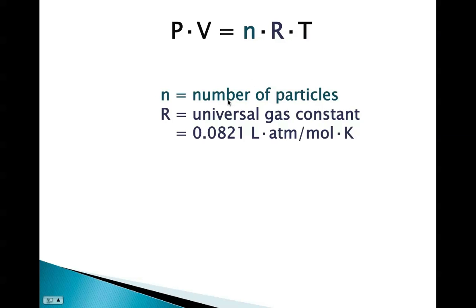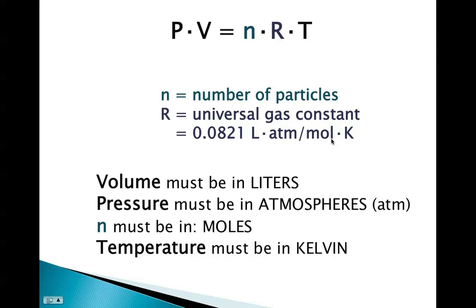N is our number of particles, and R is that universal gas constant, which is 0.0821 with this massive unit that you need to know and be able to fill in. So liters times ATM over moles times kelvins. And then a couple things to keep in mind to note in your packet. Volume has to be in liters. Pressure must be in ATMs. N has to be in moles. And then temperature must be in Kelvin.